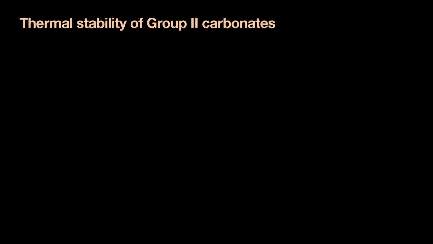So we're looking at the thermal stability of group 2 carbonates, meaning that we want group 2 carbonates to decompose. Any group 2 carbonate that decomposes becomes an oxide and gives off carbon dioxide. Now, in terms of carbonate ions, what's really happening is that it's becoming an O2 minus ion and giving off CO2.